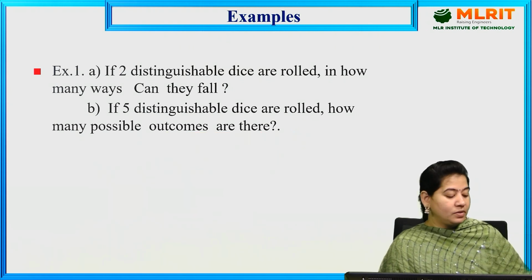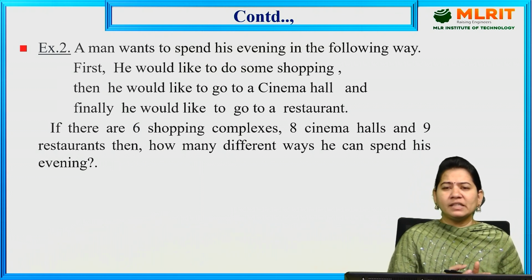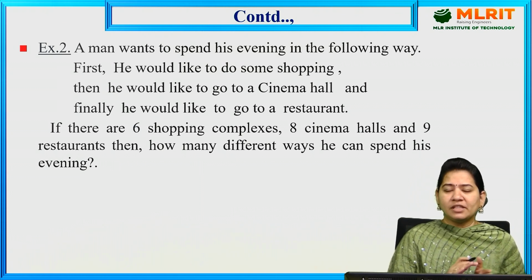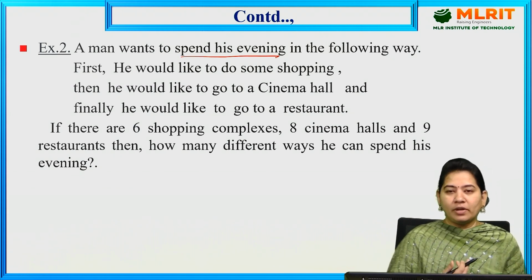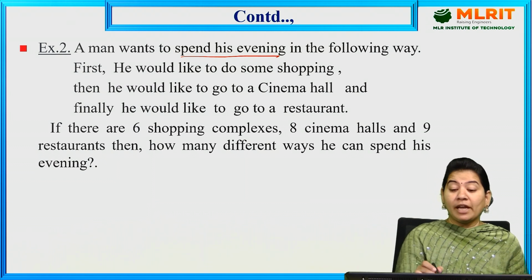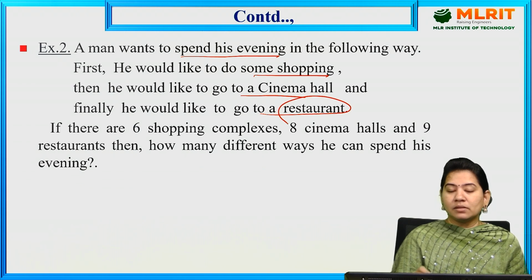So let us go for another question. The same question we discussed in the sum rule, but now in terms of the product rule we are going to discuss it here. So a man wants to spend his evening in the following way: first he would like to do some shopping, then he would like to go to the cinema hall, and finally he would like to go to a restaurant.